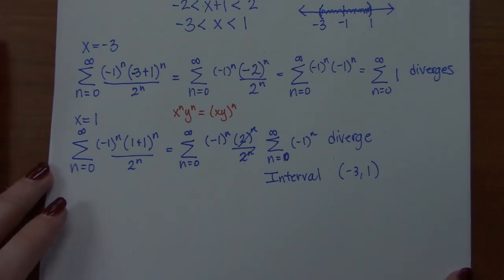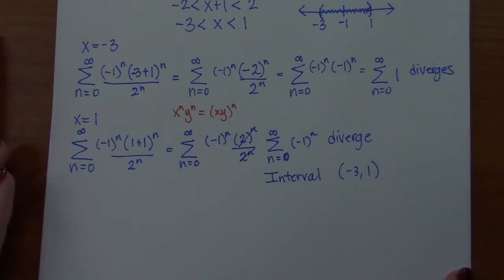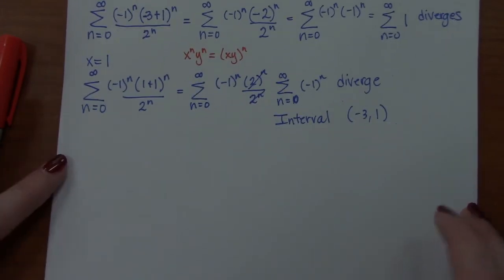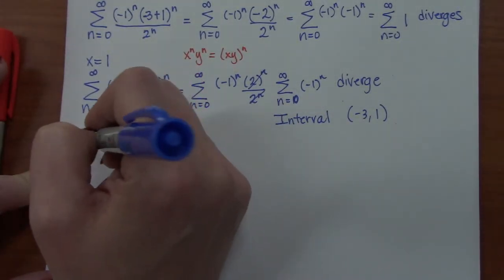It seems cumbersome, but you don't have to run any tests on the endpoints because usually these power series turn into something you've seen before. And they're pretty simplistic things that you've seen before. All right, so let's look at another one. We are finally going to do E.